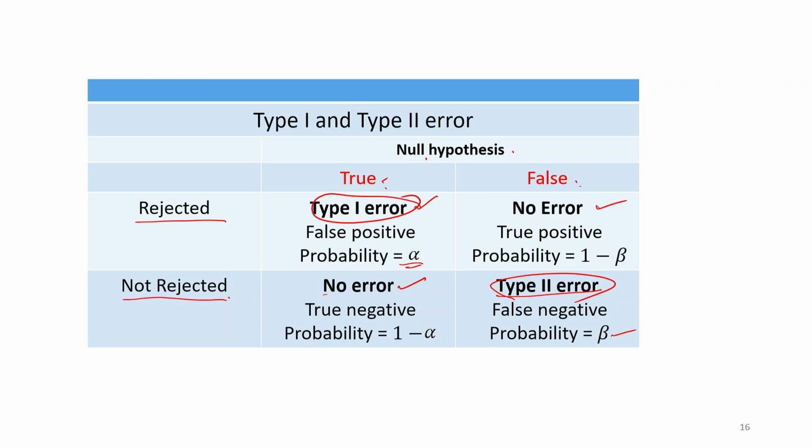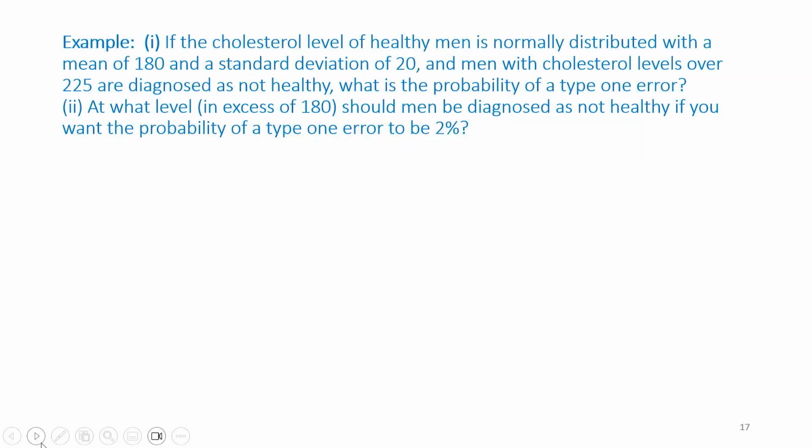So we have two types of error. The null hypothesis is true but rejected. The null hypothesis is false but accepted. Not rejected basically means accepted. These are the two types of error that we can commit. We will just give an example. Suppose the cholesterol level of healthy men is normally distributed with a mean of 180 and a standard deviation of 20.